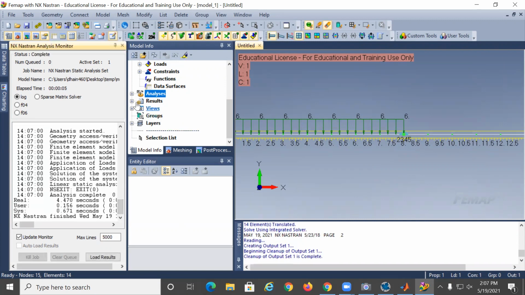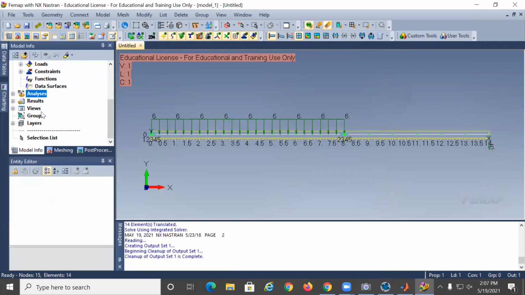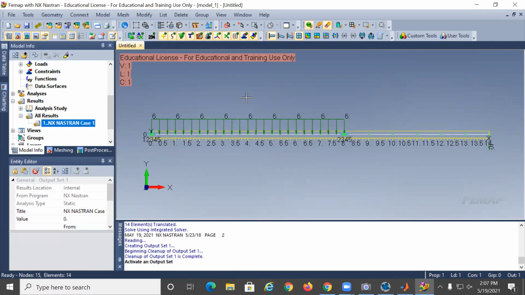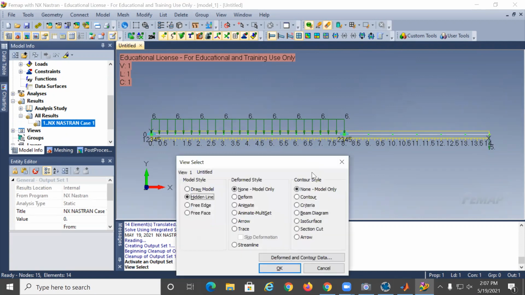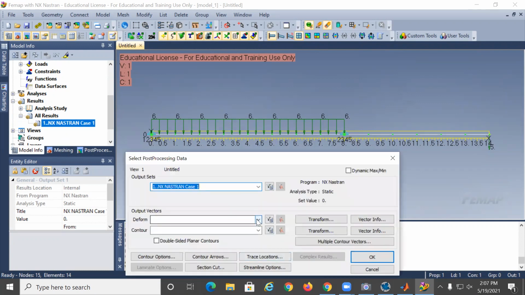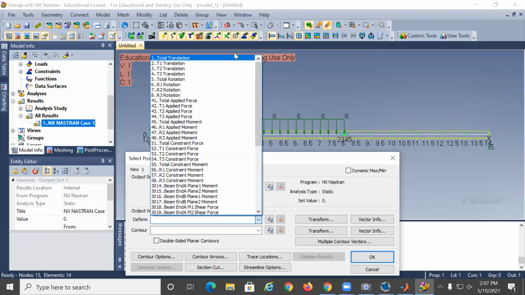All right. Have the results been transferred? Yes. So results. And now you click on F5. First, we're going to look at the beam diagram, deformed. And we want to look at what? Let's first look at the moments. So we look at the moments, that will be 3014.